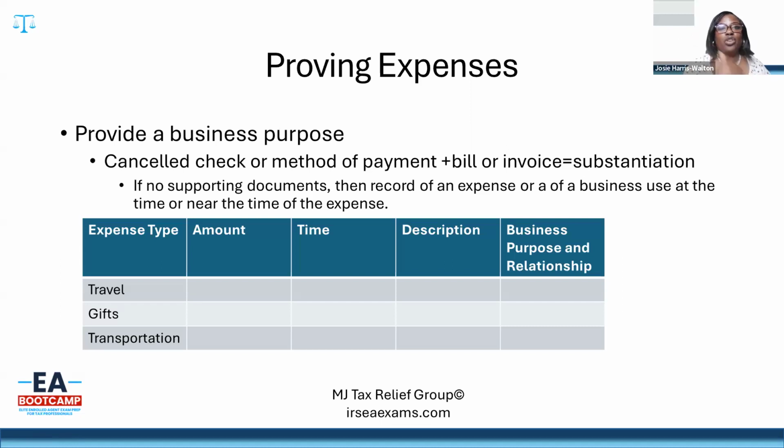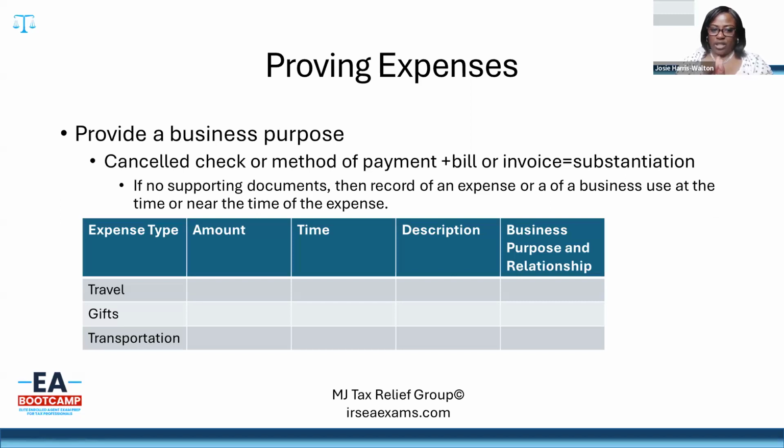You need to make sure your clients understand there is a spreadsheet they need to do. Some clients do it weekly. This is a chart that you may be able to use: expense types, amounts, the time, description of what they did, and the purpose. They gotta have the business purpose, because you have to show, according to IRC 162, that you have a business purpose.